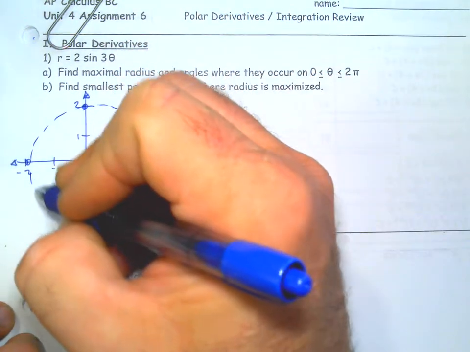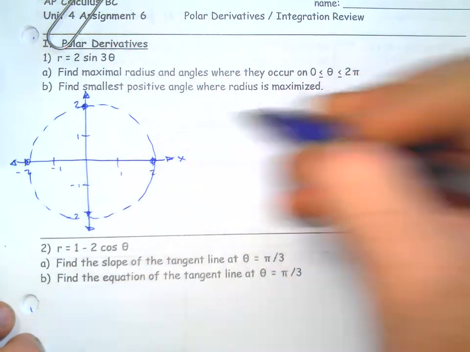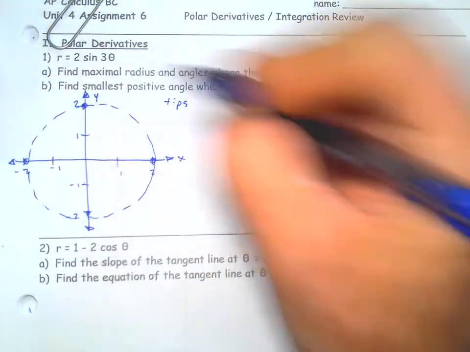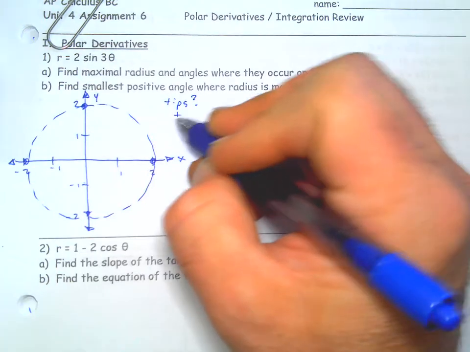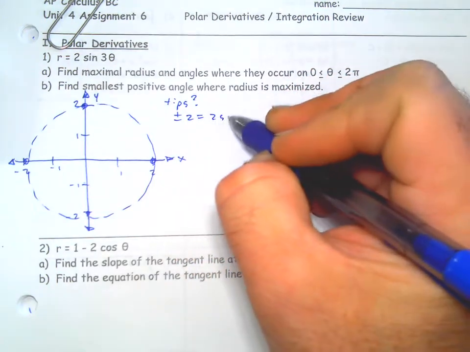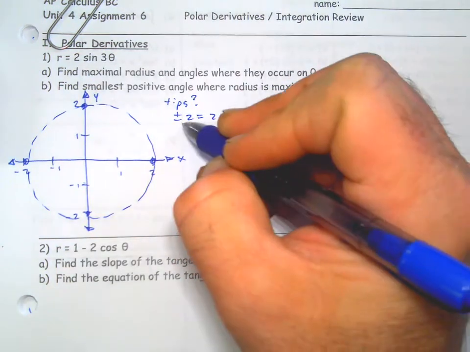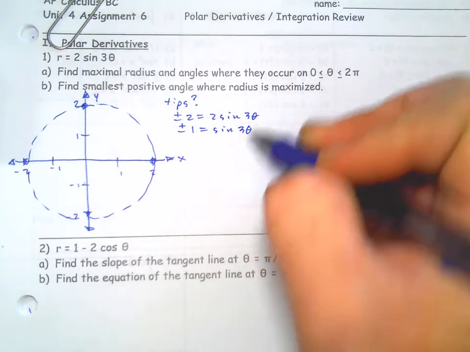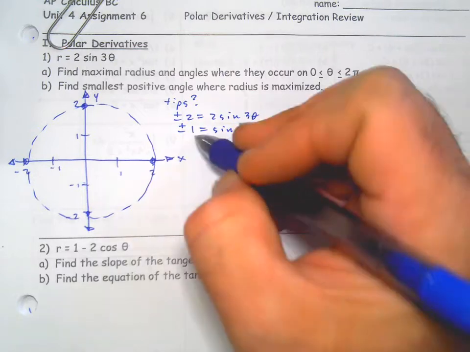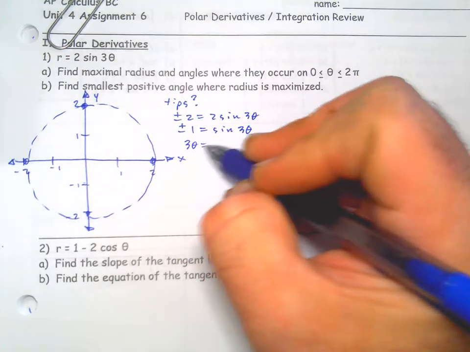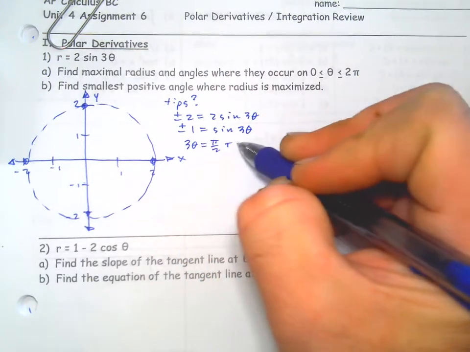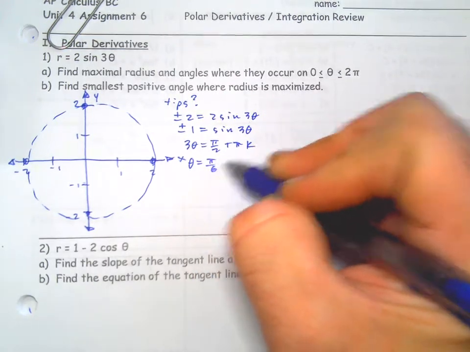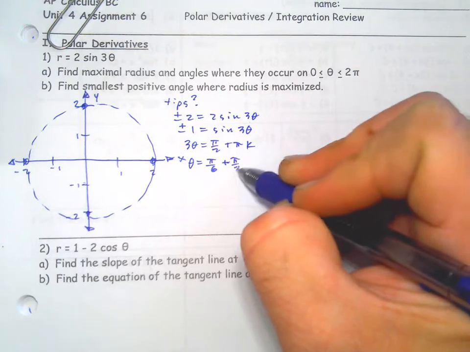Okay, so rough sketch, light dashed curve for a circle that is going to fit the side of. We want to figure out what are the tips of the flower going to be: plus or minus 2 equals 2 sine 3 theta, which is going to be plus or minus 1 equals sine 3 theta. And then 3 theta equals pi over 2 plus pi k. So theta equals pi over 6 plus pi over 3k.